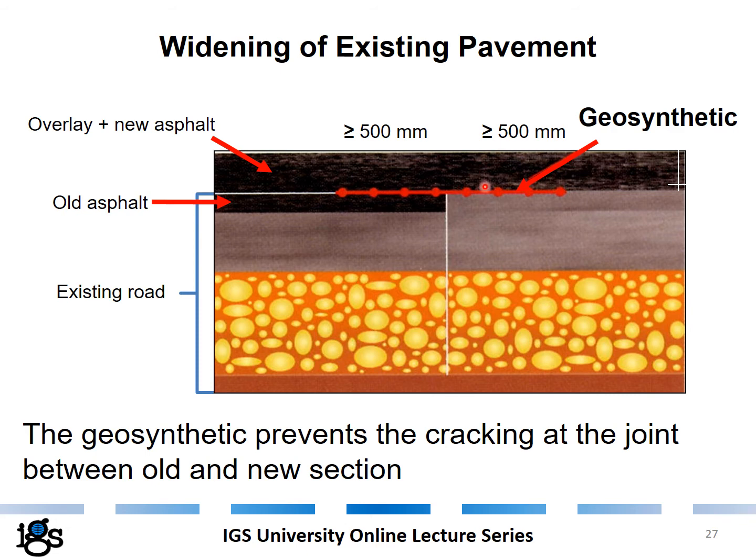Here is the new asphalt, and here is the overlay on the old asphalt. But because of the differences in settlement and behavior of these old and new parts, eventually cracks will occur at the joint between the old and new section, and it will extend all the way to the surface. In order to prevent this, you can simply put a narrow band, for example, a 1 meter wide geosynthetic, to prevent this cracking.